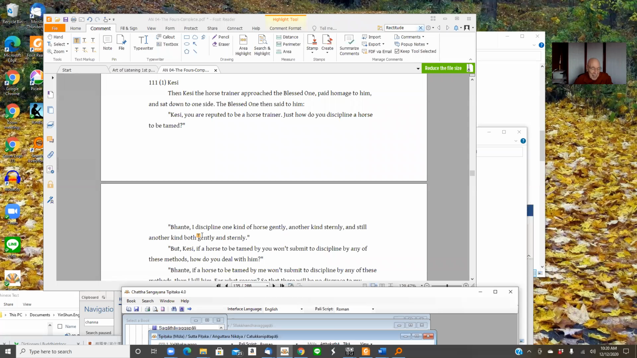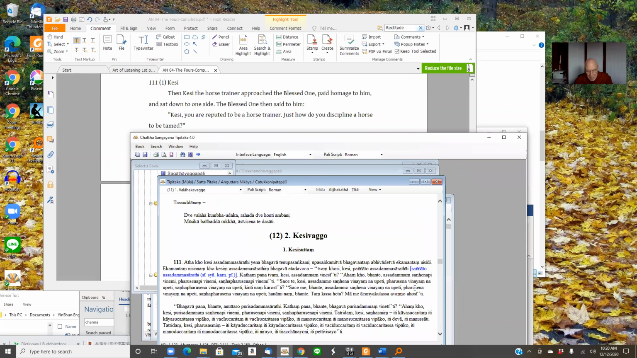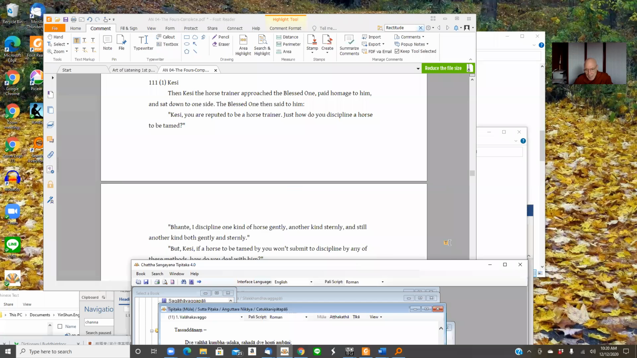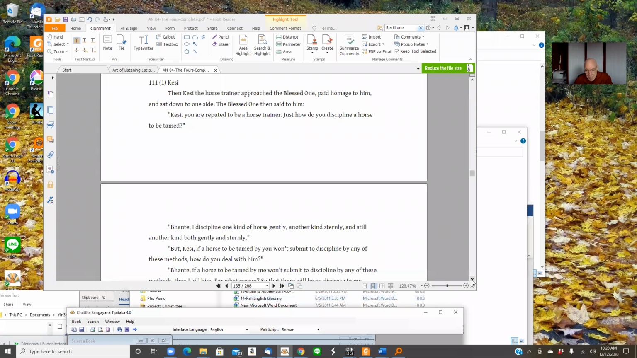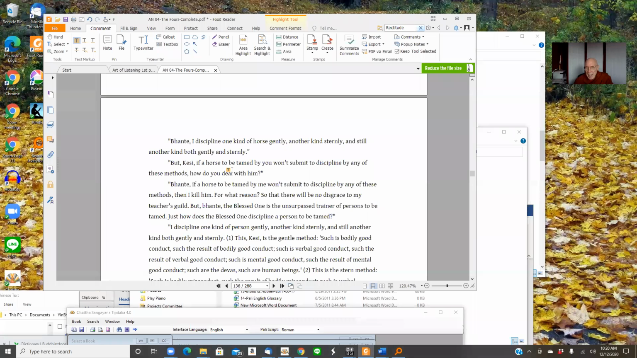Then Kesi, the horse trainer, says, I discipline one kind of horse gently, another kind sternly. The Pali word parusena could also be translated harshly, roughly. And then another kind of horse he trains both gently and sternly. Then the Buddha says, if you get a horse and it won't submit to training by any of these methods, what do you do with him?